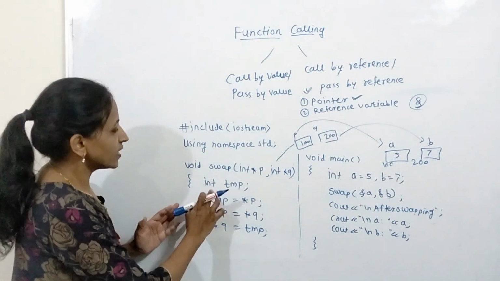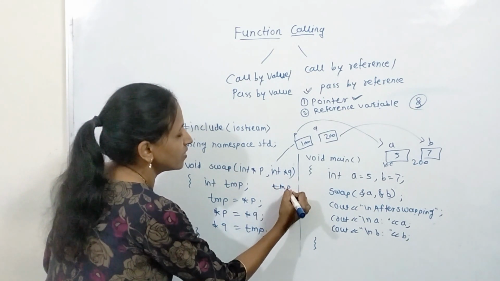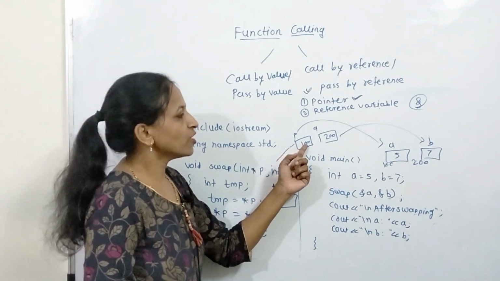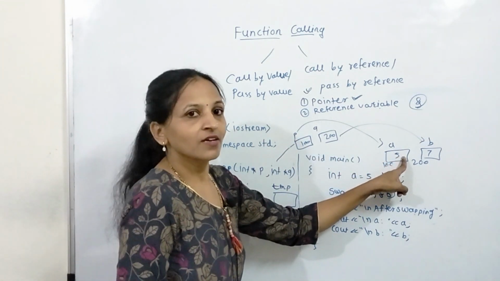See here we have written int temp. Temp is one variable here, that is a local variable. Now temp equal to *p. *p means value at p. Value at p is this one, that is 5.